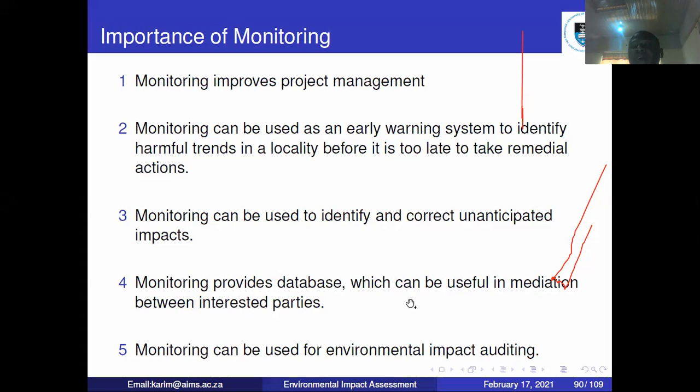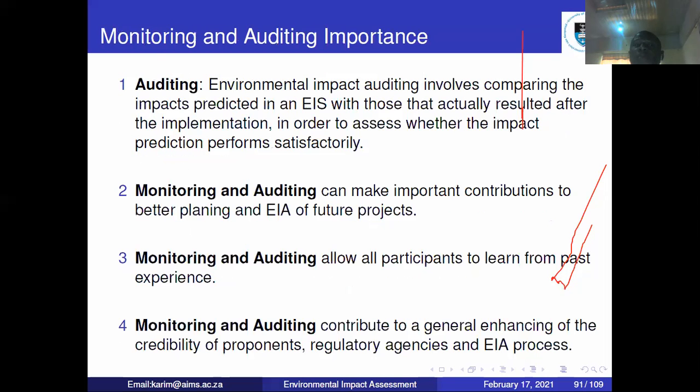Once you monitor and you get the information, when it comes to auditing, it's easy. You know the information that is already available and you can easily audit. So monitoring and auditing: you monitor, gather information. Once you gather information, you need to sit down and analyze the information. That is now the auditing aspect.